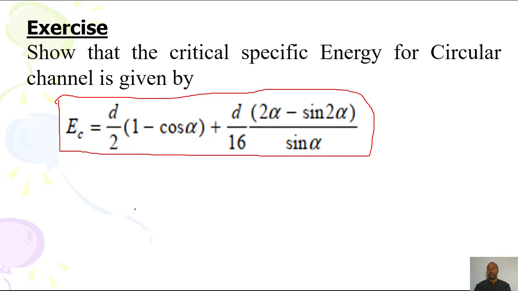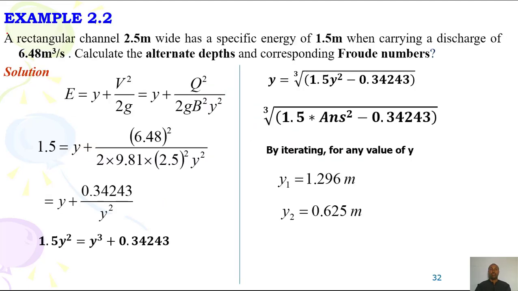So 2 alpha is the angle subtended by the water surface. Then D is the depth of water. Then you can just check. Okay. Second problem is, let us see alternate depths.